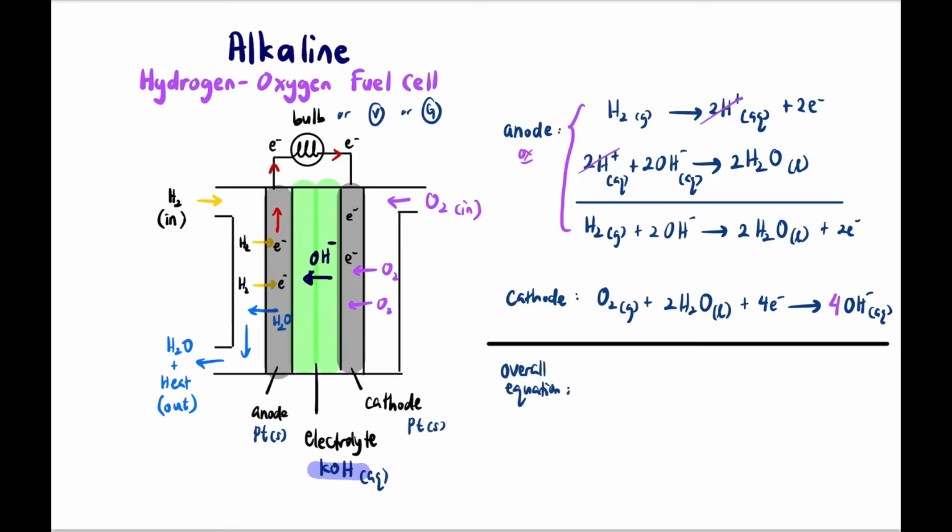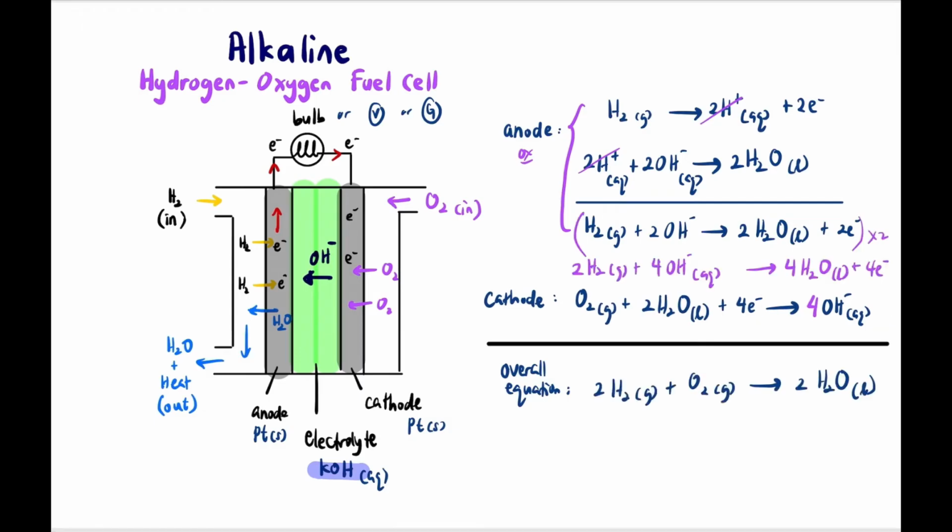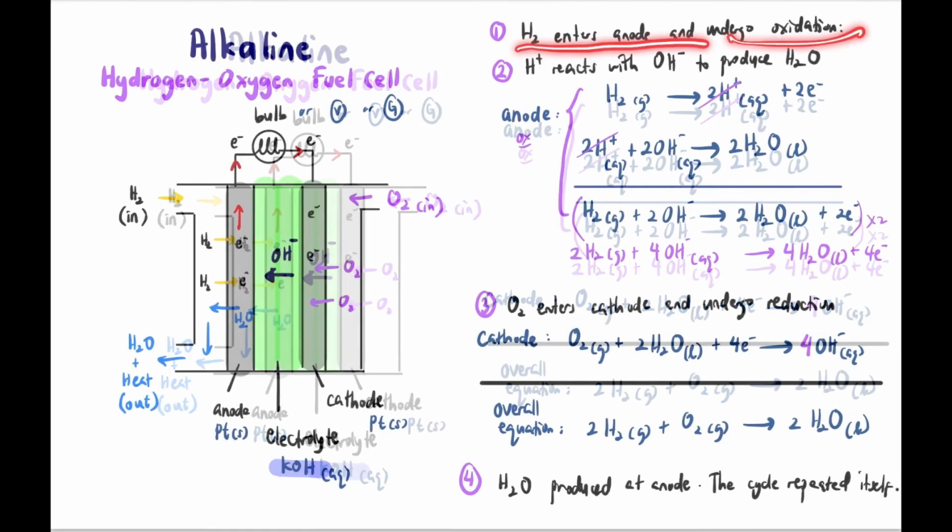So to get overall equation, kita kena darab equation dekat anode tu dengan 2, okay, supaya pastikan dia punya bilangan elektron adalah sama. And you should get 2H2 gas plus 4OH- produce 4H2O plus 4 electron. And then bila kita combine these two equation, kita akan dapatlah overall equation sama dengan 2H2 plus O2 produce 2H2O. Yang lain cancel out.